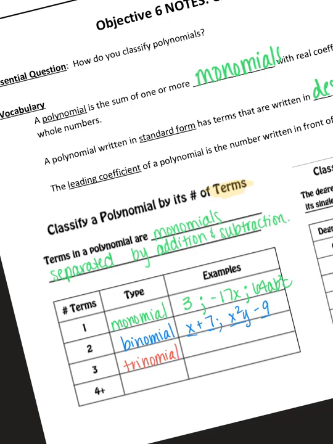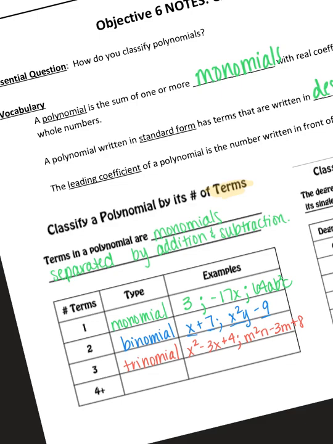An example of a trinomial might be something like an expression of x squared minus 3x plus 4. There are 3 terms in that expression. Or maybe we have an expression like m squared n minus 3m plus 8. Again, there are 3 terms in that expression.